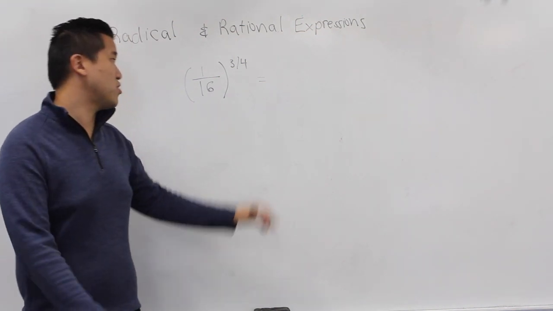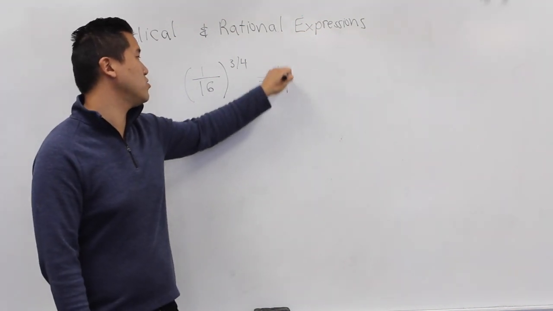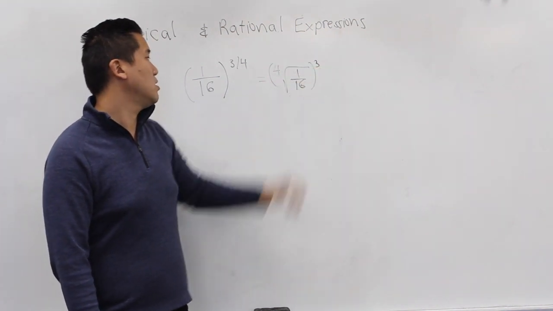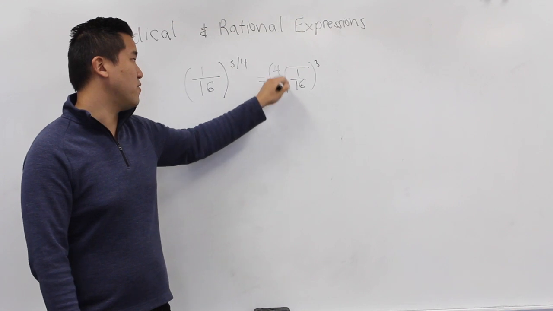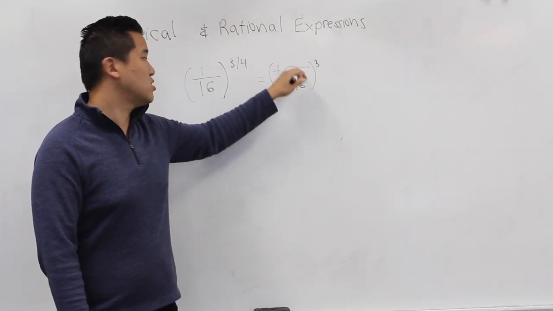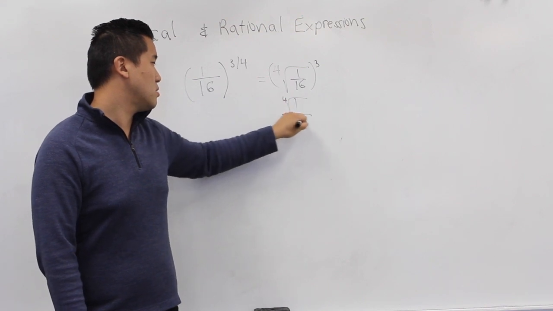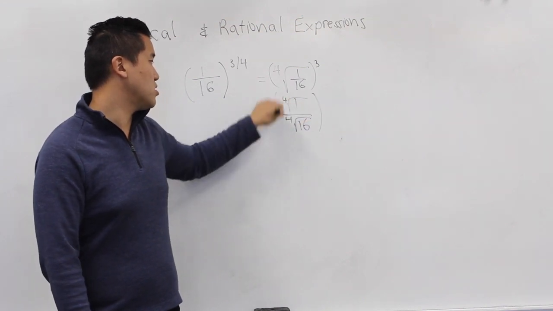Alright, welcome back. Let's try this. So 4 is my root, and you take it to the 3rd power. Remember the rule that we used: if we're taking the 4th root of a fraction, we can split it up to top and bottom. And we cube this whole thing.